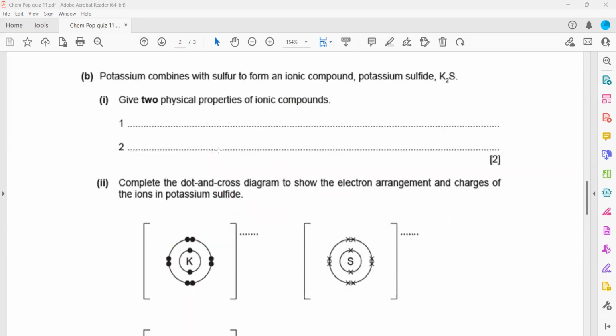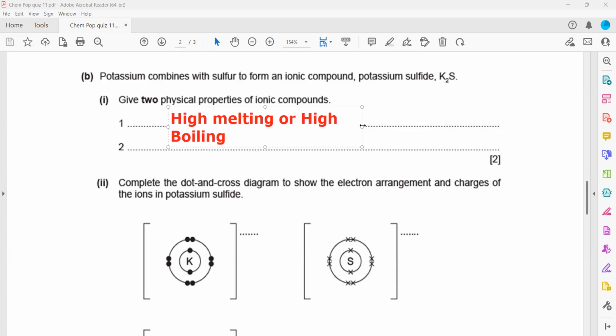Then potassium combines with sulfur and forms an ionic compound. So physical properties, what does physical property mean? Physical property refers to melting or boiling point, electrical conductivity, or solubility. So what are the physical properties of an ionic compound? Ionic compounds have a high melting or boiling point. High melting or boiling refers to one point only. If you mention high melting point, that is fine. You mention high boiling point, that is also correct.